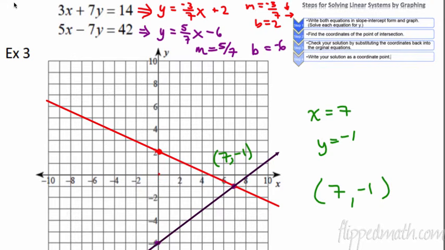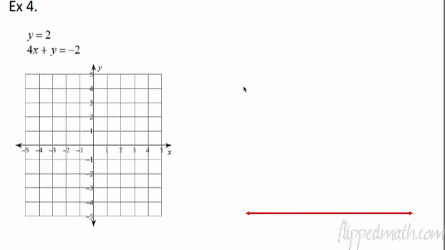Next problem. Can you see why I gave you number 4? This looks pretty routine, but in the first equation, we have y equals 2. It's missing some stuff. There's no x term, so it's 0x plus 2. That's the way you can write that one.